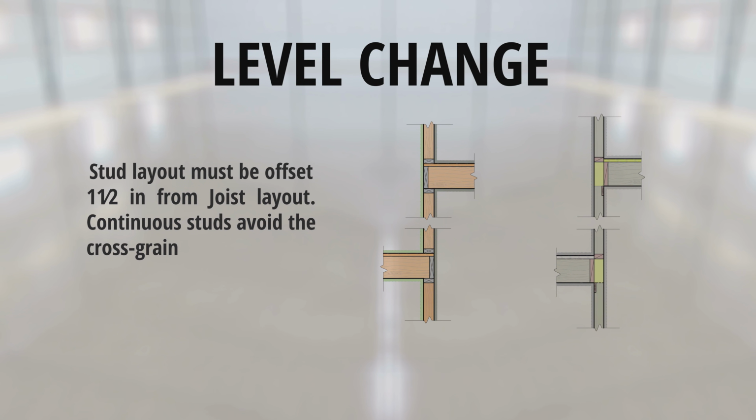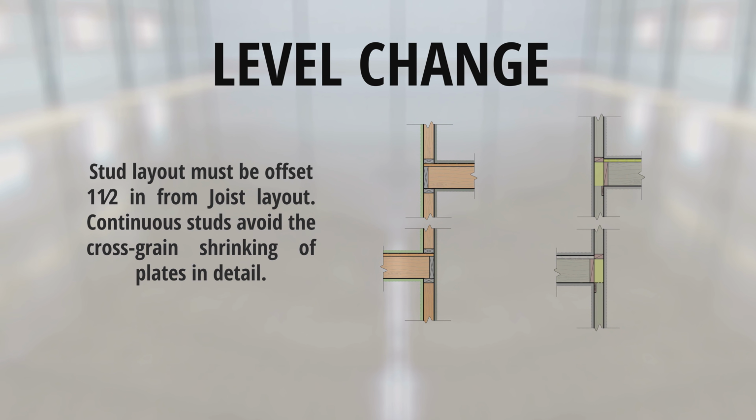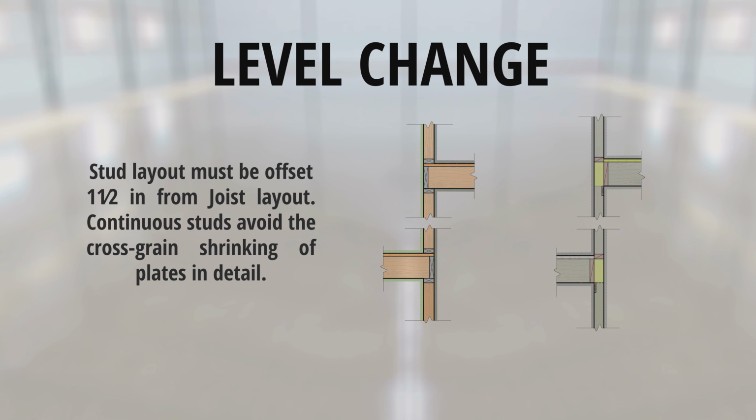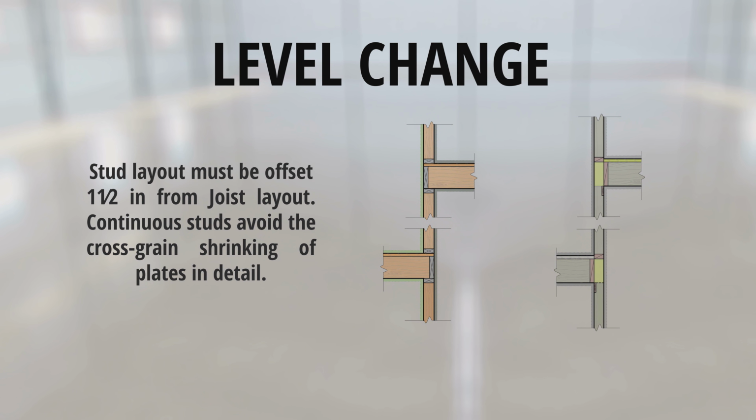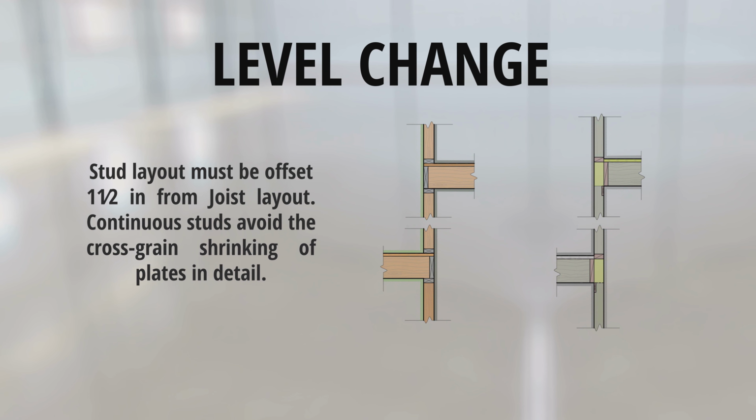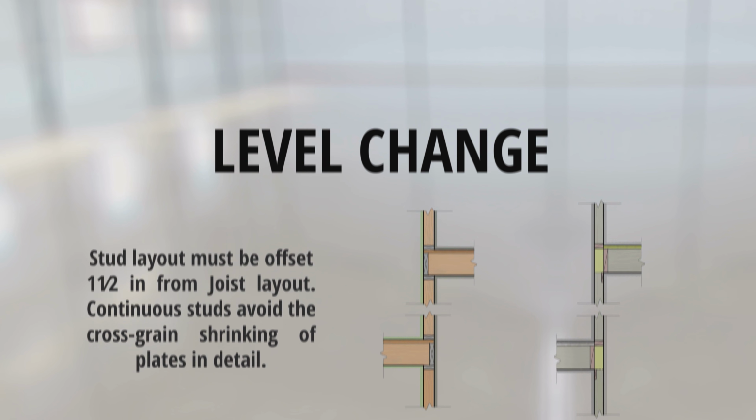Continuous studs avoid the cross-grain shrinking of plates in detail. Platform framing. Sole plate. Upper floor system. Single top plate avoids cross-grain shrinkage of double plate. Stud wall between floor systems. Sole plate. Lower floor system. Vertical supports as required by loading. Balloon framing. Finished floor. Upper floor system. Let-in ledger for joist bearing. Continuous studs. Interior finish. Joist set on bearing wall.